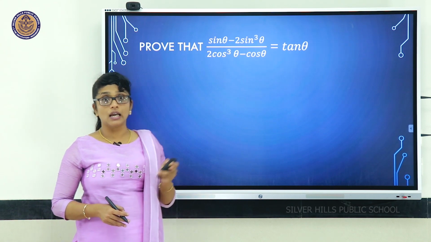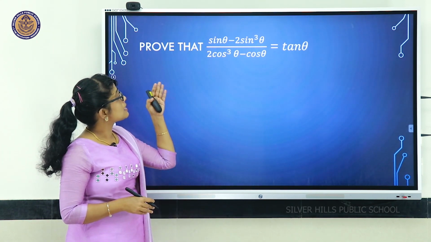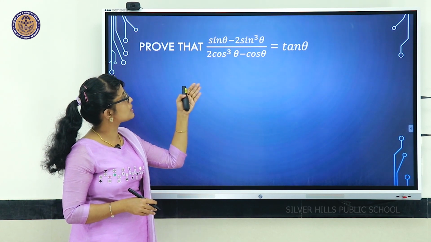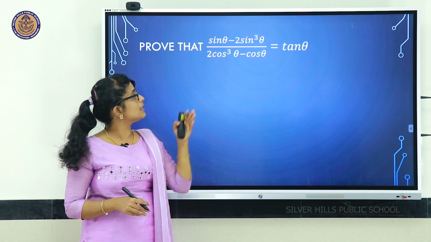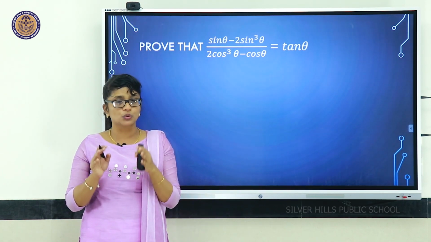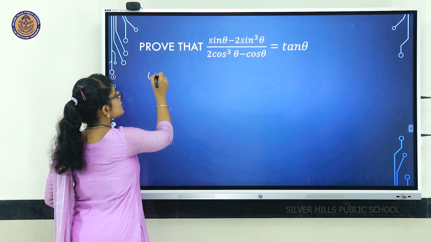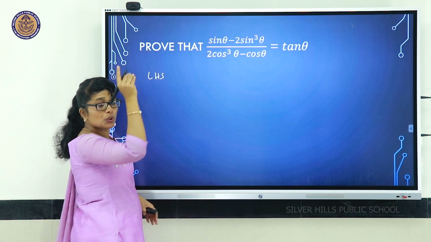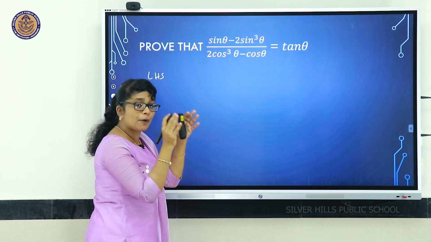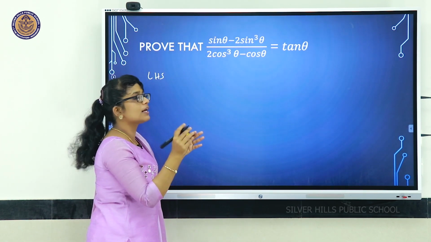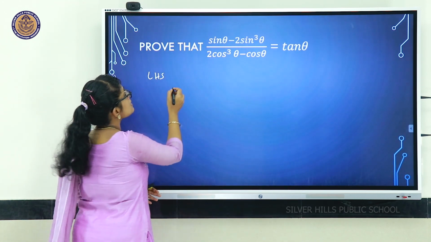Next question, last year the board asked the same question. Prove that (sin theta minus 2 sin cube theta) by (2 cos cube theta minus cos theta) equals tan theta. Then LHS, I already told you, you should consider LHS and RHS. Keep your eye on both sides always, think logically and use your common sense.